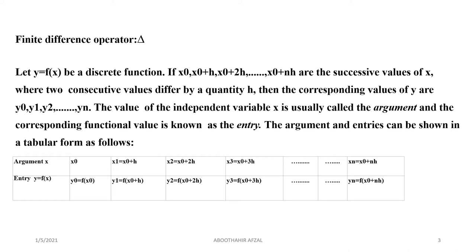The x values are available at these discrete points. When two consecutive values differ by a quantity h, then the corresponding values of y are y0, y1, y2, etc., up to yn. The value of the independent variable x is usually called the argument, and the corresponding functional value is called the entry. The argument and entries can be shown in a tabular form.